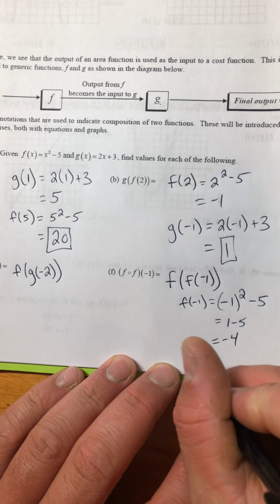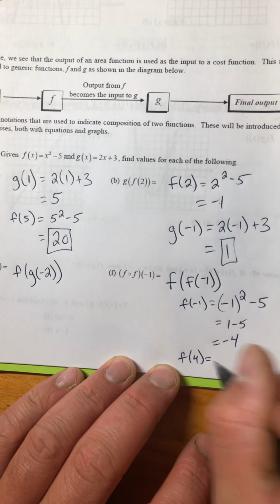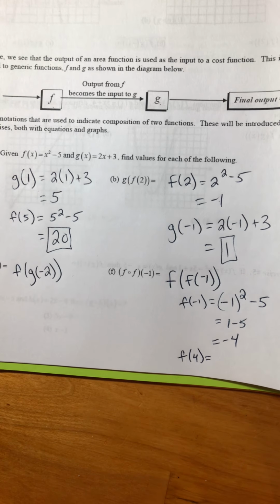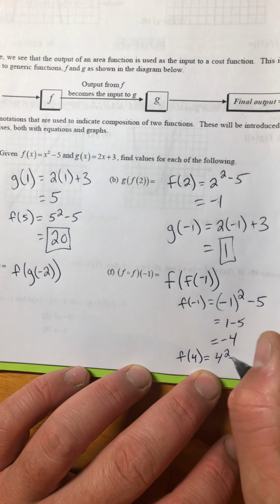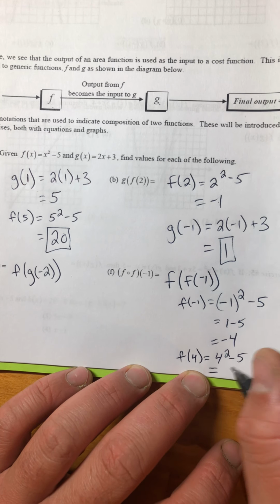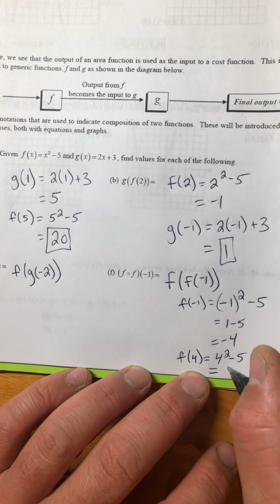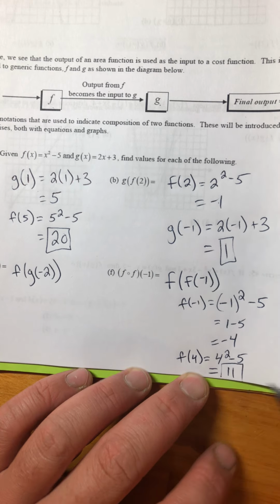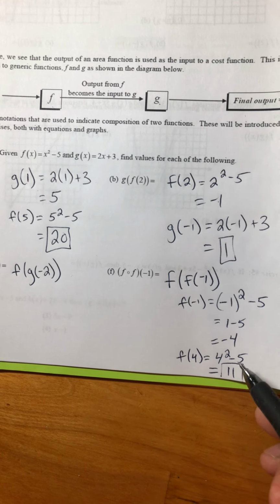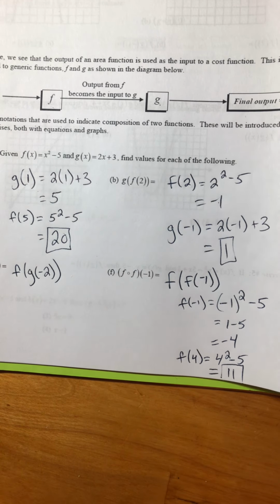As weird as that sounds. So now f of negative 4. All right, it's just negative 4 squared minus 5. And 16 minus 5 is 11. So there's your final answer for this one. All right, try that one. We'll go over that in class.